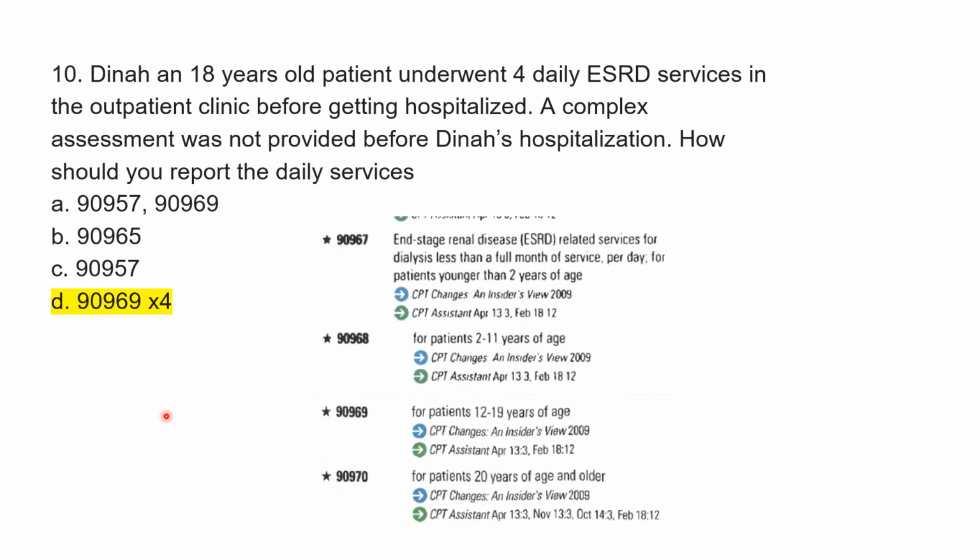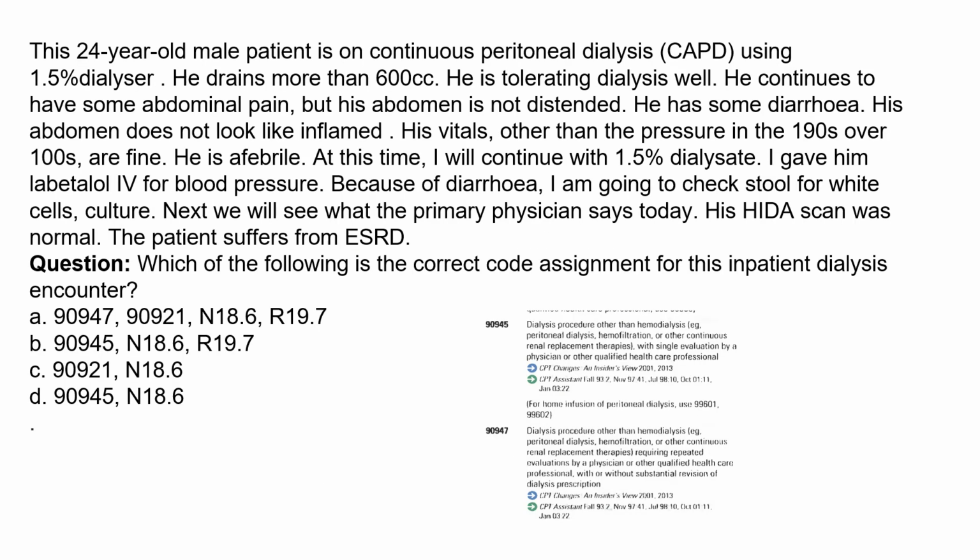So yes, 90969 is the answer because age of the patient is 18 and we are going to multiply it by 4 because we count per day per ESRD service. So let us take the next question.